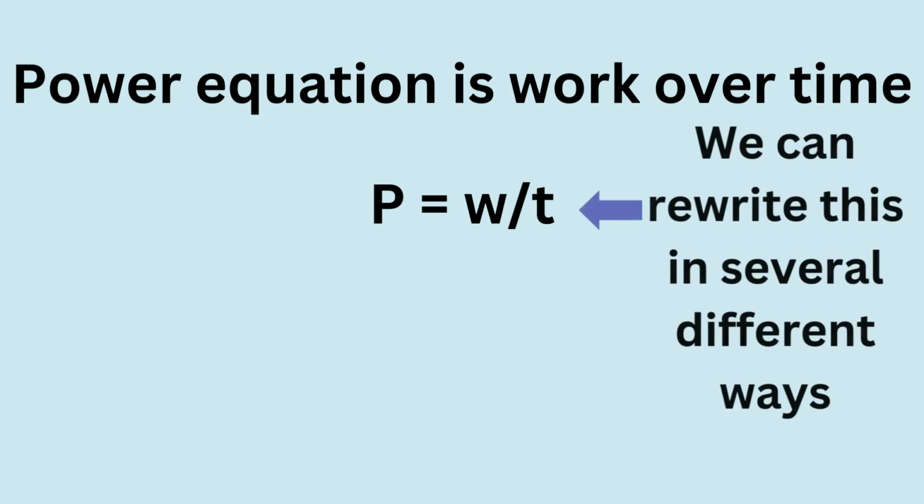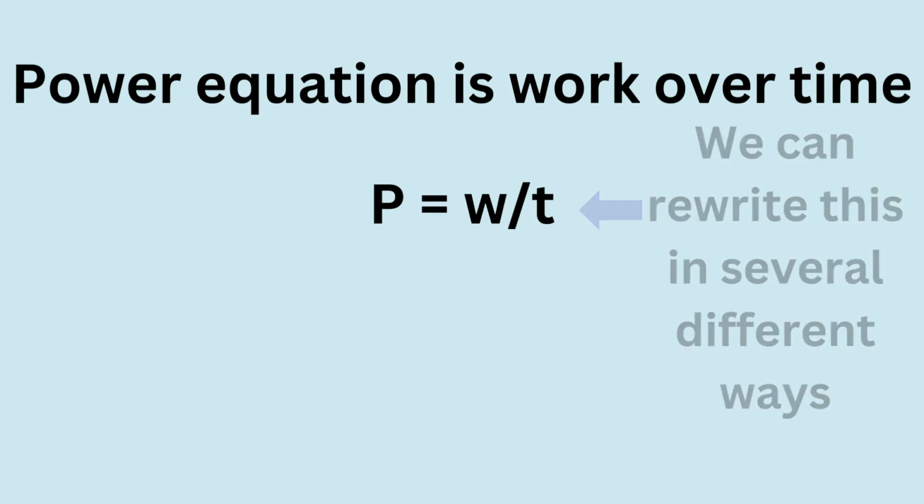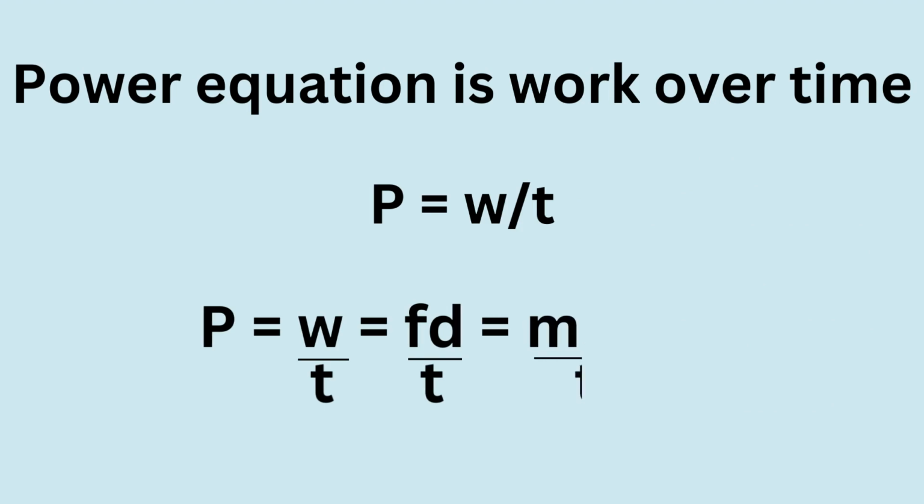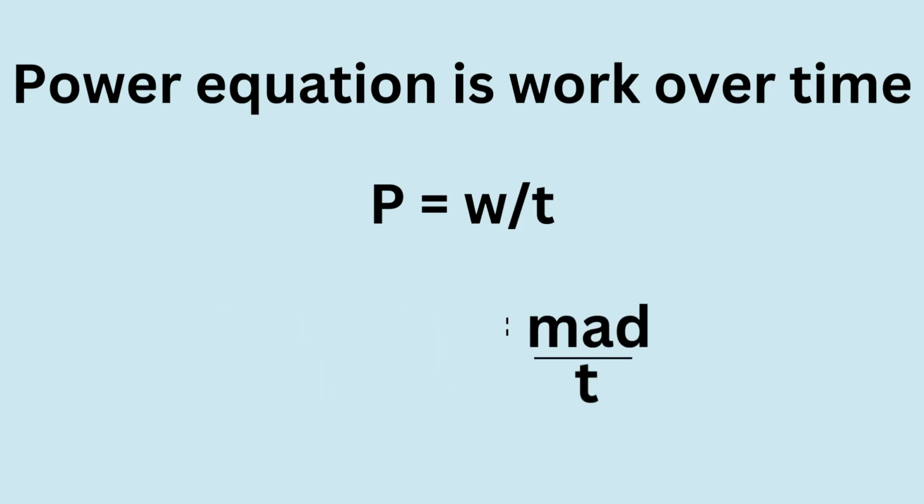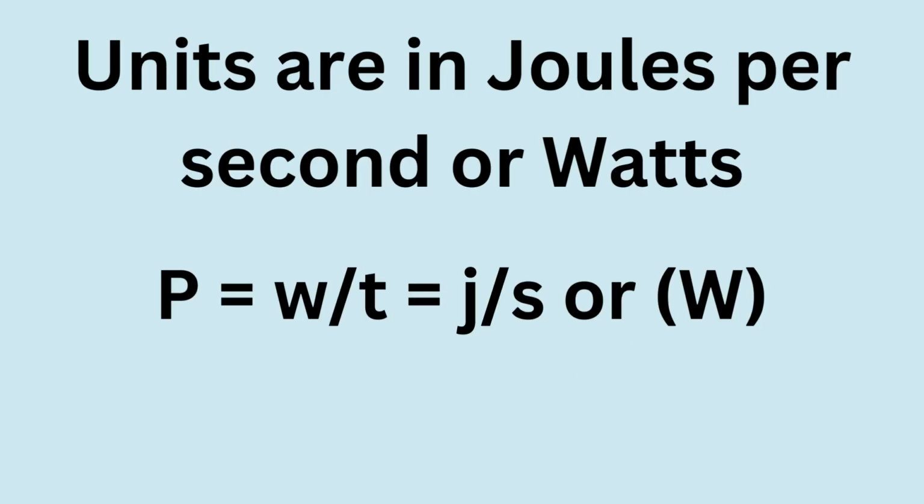We can rewrite this in several different ways. Work over time. Force times displacement over time, and mass times acceleration times displacement over time, with the units being in joules per second or in watts.